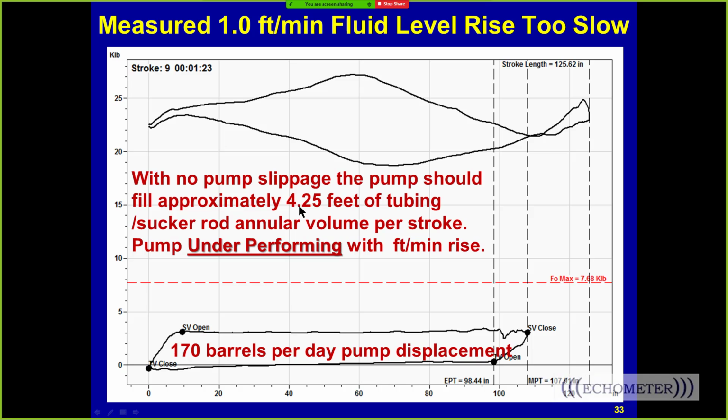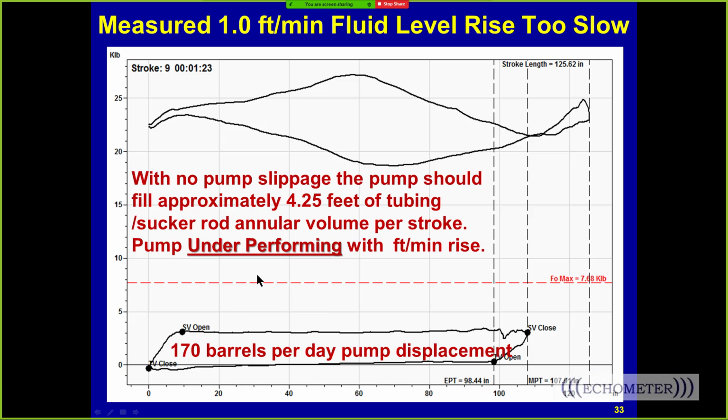And it should be coming 4.25 feet of liquid in the tubing for every stroke, but it didn't do it. The reason is because there was too much slippage. This is not a worn out pump. It's just a pump that's not for the right application. It would be better for a shallow well. It's good for solids, but it's not good for this well because the well's too deep.